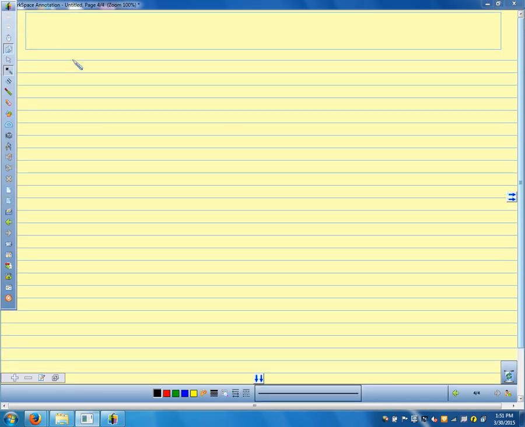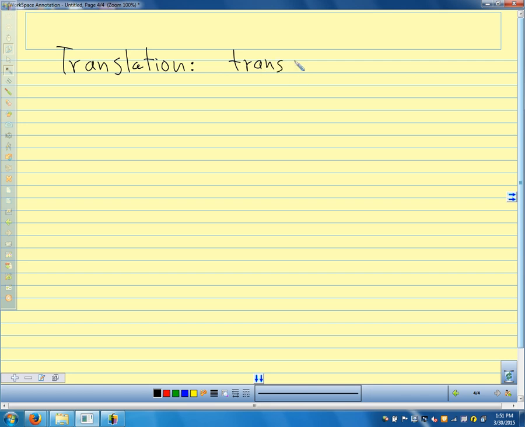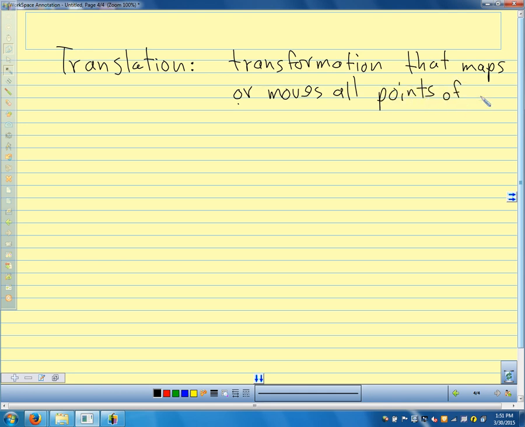Okay. So let's define a translation. That's the main transformation that we want to talk about today. Translation is a transformation, and it's a rigid transformation that maps. And maps is just another way of saying takes or moves. All points of the figure the same distance in the same direction.